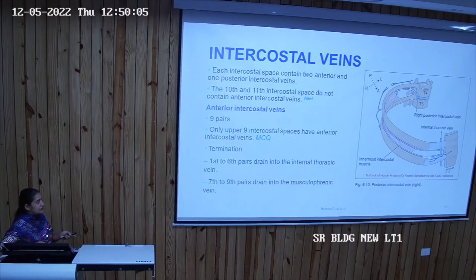So the anterior intercostal veins from the 1st to 6th will be draining into the internal thoracic vein. The 7th to 9th will be draining into the musculophrenic vein. Okay?